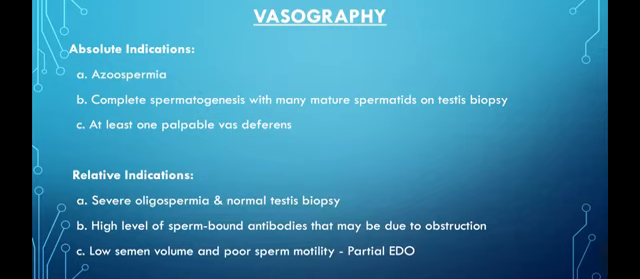So vasography. The absolute indications of this are azoospermia, but also if the patient has complete spermatogenesis with many mature spermatids on the testis biopsy and at least one palpable vas deferens. And then relative indications will be patients who have severe oligospermia and normal testis biopsies, or patients who have a high level of sperm-bound antibodies that may be due to obstruction, or if the patient has a low semen volume and poor sperm motility, there could be a partial ejaculatory duct obstruction.